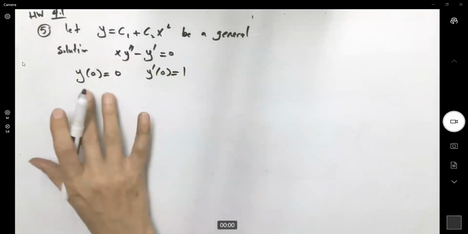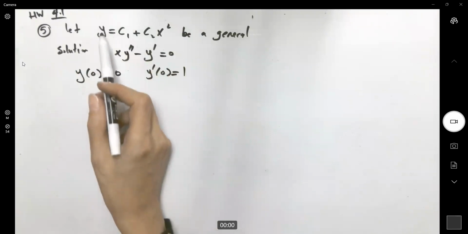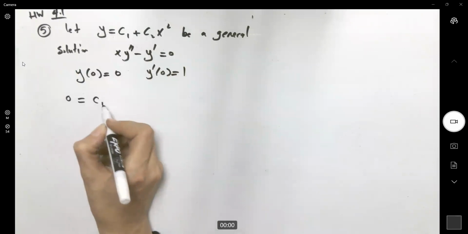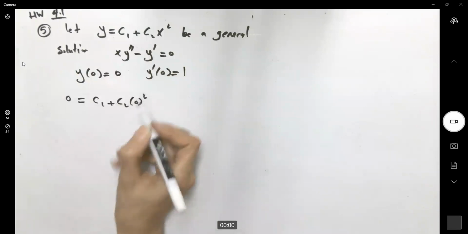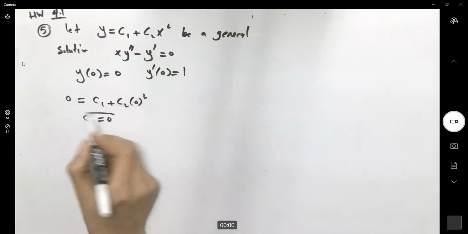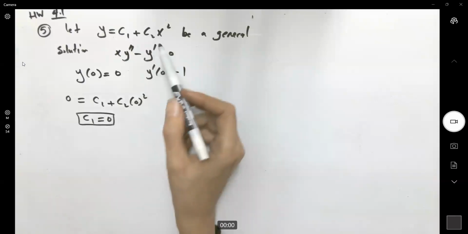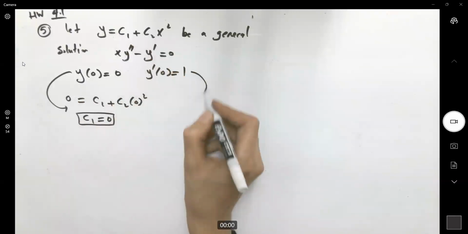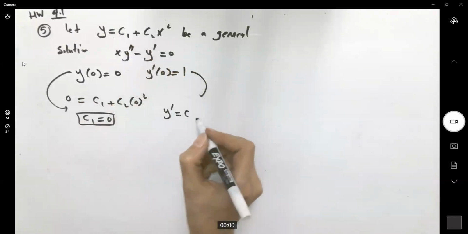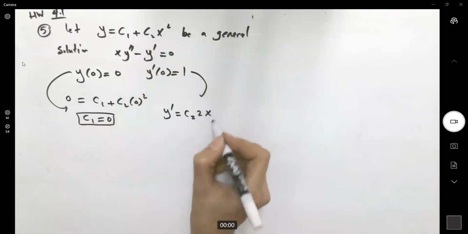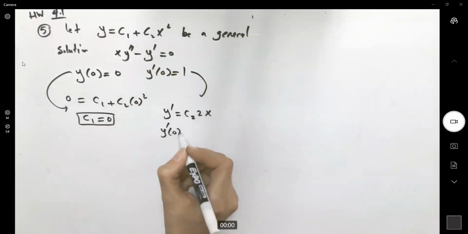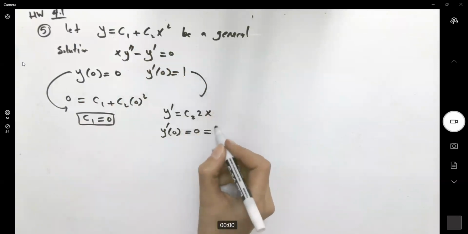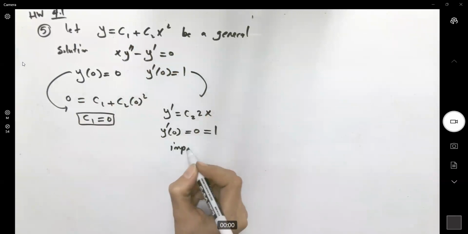First of all, let's check to see what we have. If I plug in 0 for x, the y value must be equal to 0. So 0 is equal to c1 plus c2 times 0 squared. It means that c1 is equal to 0. Then if we take the derivative of the solution, y prime is equal to c2 times 2 times x. y prime at 0 is also 0, but the condition says y prime at 0 must be 1, which is impossible.